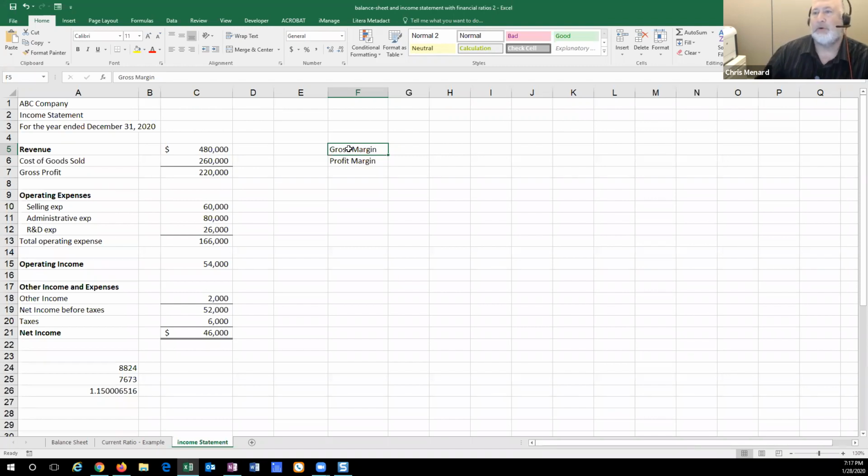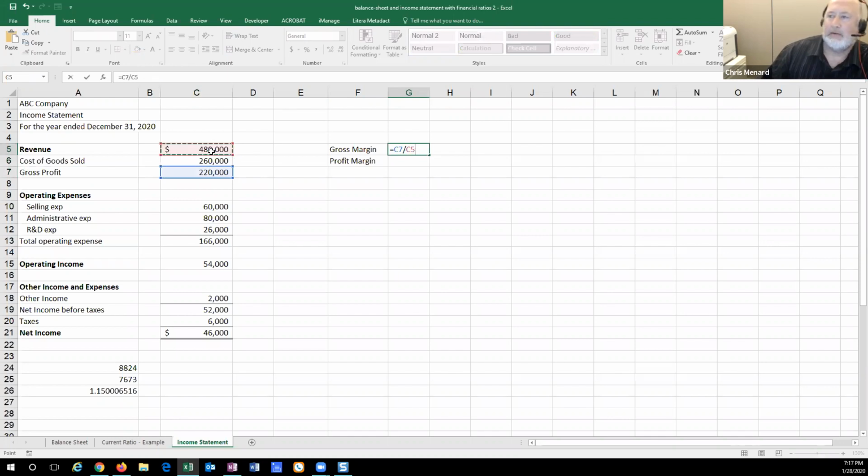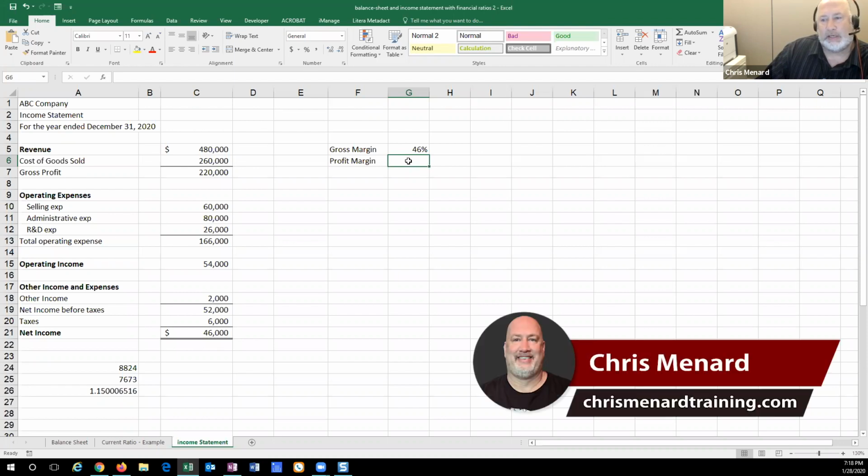That's cost of goods sold, which gives us over in cell A7 the gross profit. And so I've got revenue of 480, cost of goods sold of 460. There's my gross profit. So your gross margin is the gross profit simply divided by the revenue. That is going to be a percentage, 46%. The higher that number, the better. Your profit margin is your net income, which is down in cell C21.